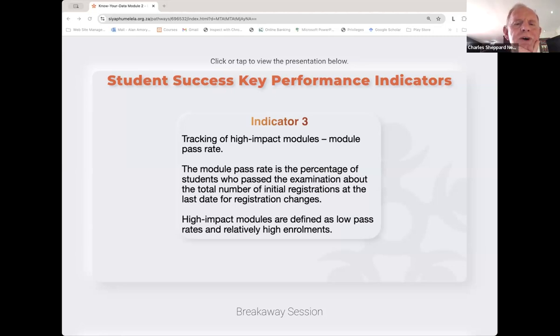High impact modules are defined as low pass rates and relatively high enrollments. But I've mentioned last time that sometimes universities have their own definition of what they see as high impact modules. And in the reporting, we allow people to actually describe to us how they identify their high impact modules and then report on that. The idea is, of course, that the university should have interventions to improve the pass rates of high impact modules, because in the end, they impact on your throughput rates, your graduations, your number of graduates that you produce, and in the end, also your teaching output subsidy, which is very important. Thanks. Next one.